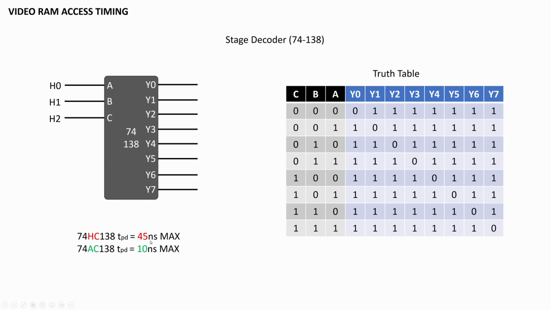But I am trying to point out here that the AC version of the chip is about 4 times faster than the HC version. Now, I've used the HC version of the chips up until now, but I think at this point in the design, it's starting to become important. Timing is quite critical here, and we may have to start using some AC versions of the chips.